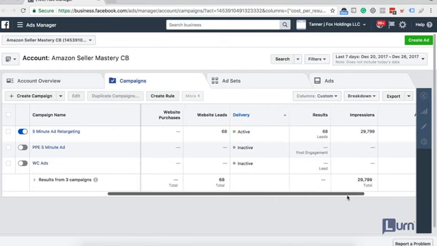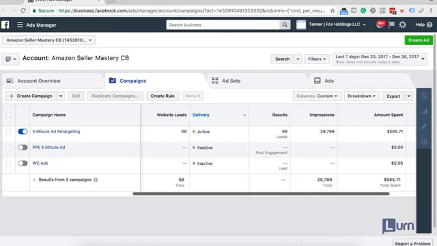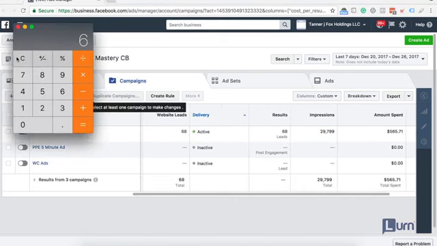So we got 68 leads, $565. Okay, so this is $565.71, and we got around 68 leads. We're paying around $8.31 per lead, which is almost double from what we were paying lifetime.